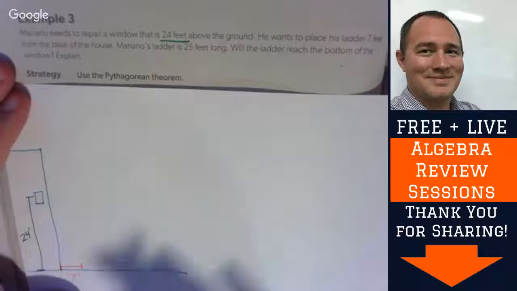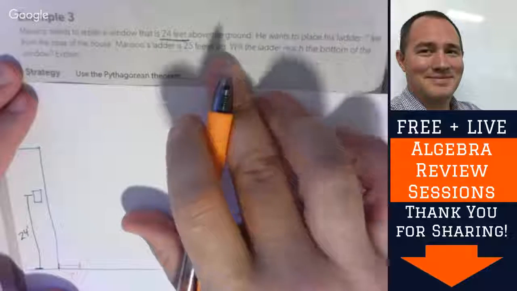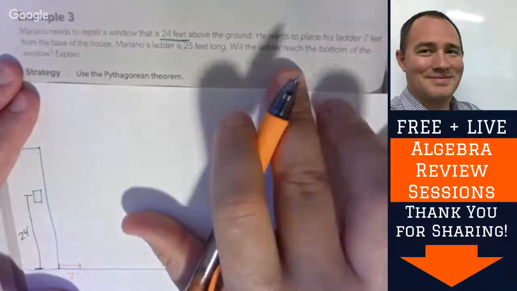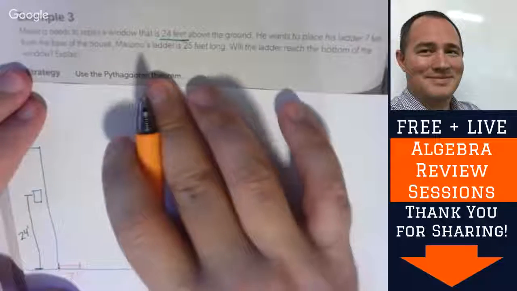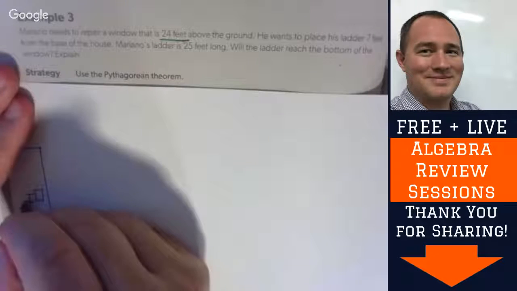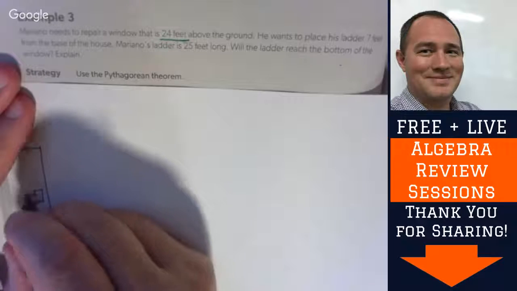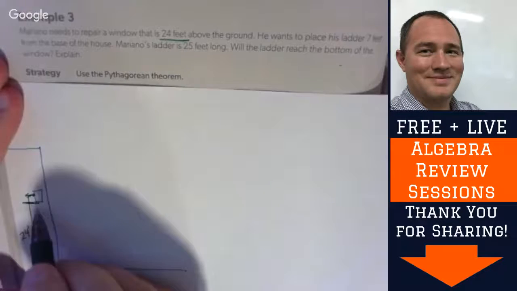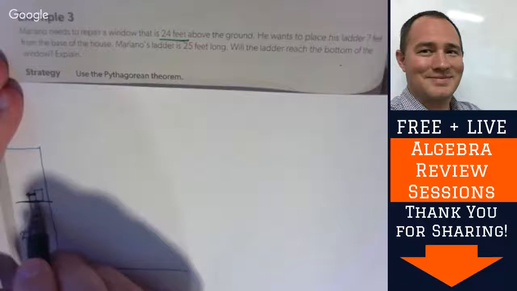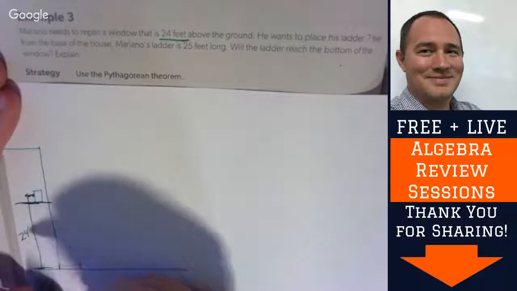And the ladder is 25 feet long. We want to ask, will the ladder reach the bottom of the window? I kind of drew this silly. So really we're measuring, I suppose, to this point here for 24 feet. So let's see if it will reach that distance, right? The distance from the bottom of the window to the ground is 24 feet.